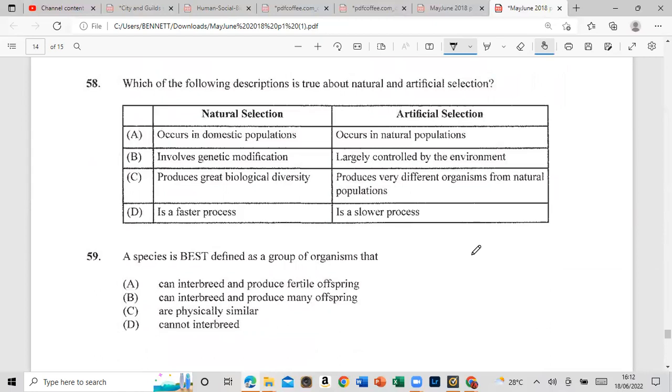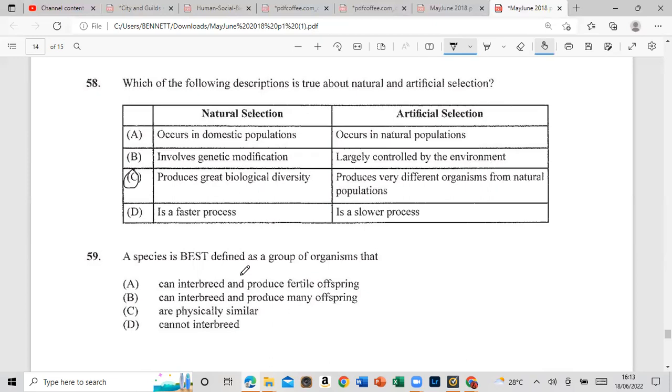58, which of the following description is true about natural and artificial selection? A, natural selection occurs in domestic population. Artificial occurs in natural population. B, natural selection involves genetic modification. Can be natural, not that. Largely controlled by the environment. All right, C, natural selection produces great biological diversity. All right, that's partly true. D, artificial selection produces a very different organism from natural population. All right, when you say from natural, that's a giveaway. We need more of this.